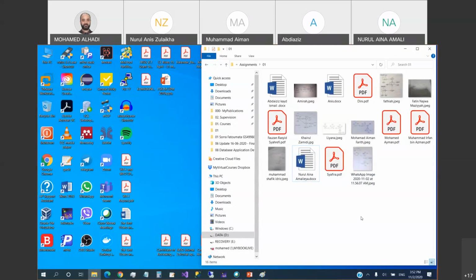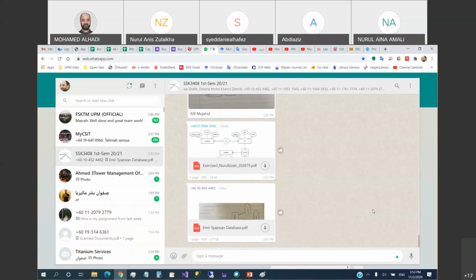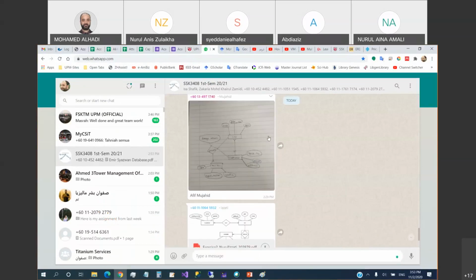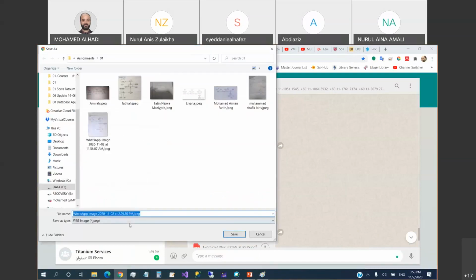Who else? WhatsApp group. Yes, WhatsApp group. I couldn't hear you clearly. WhatsApp group. Okay, which one? Scroll up. Afif Mujahid is not taken, right? Afif Mujahid. Let us save this first.